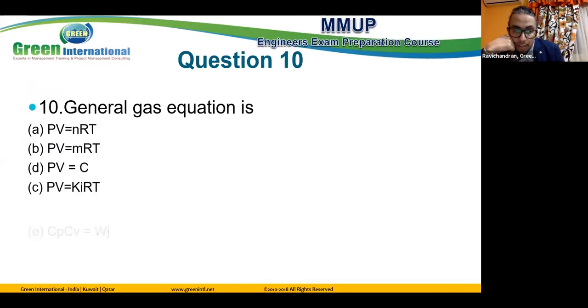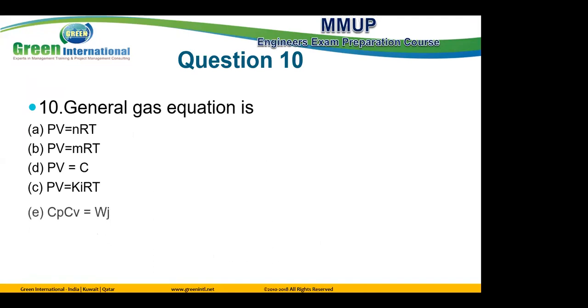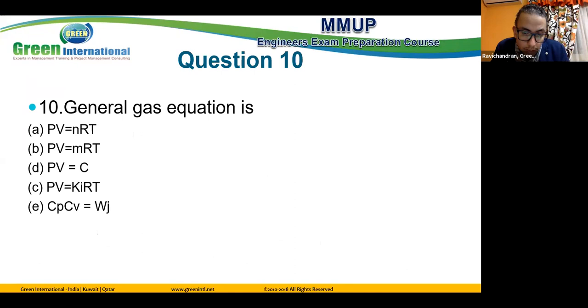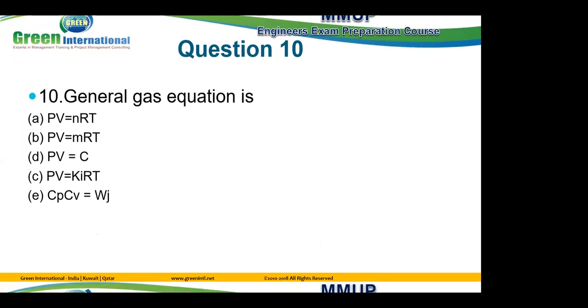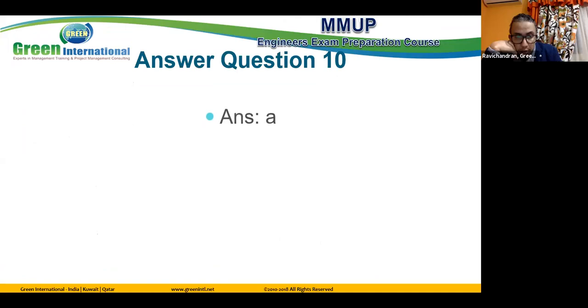The general gas equation is PV equals nRT. Excuse me, sir, the number 9 question. I will go back, but for this one, nRT: A or B? A, number of molecules and number of moles.